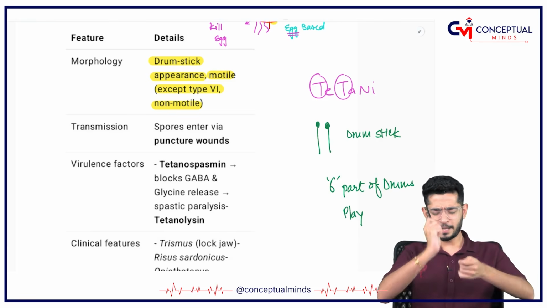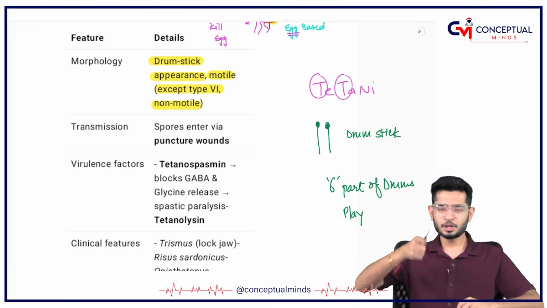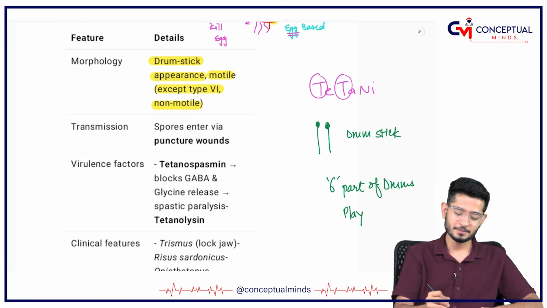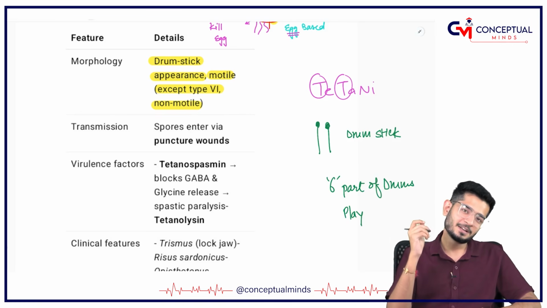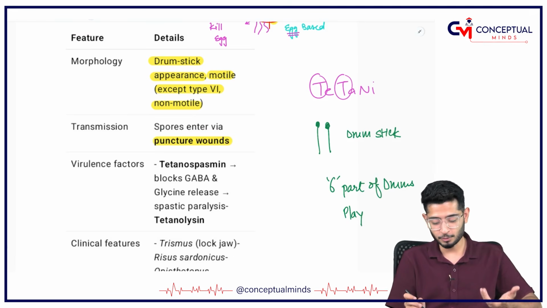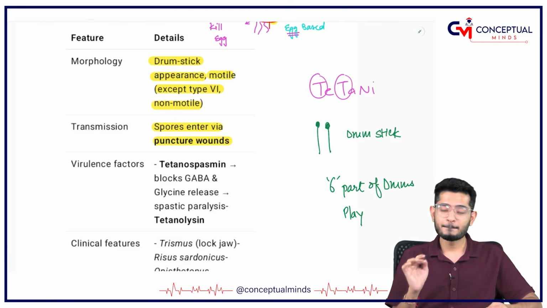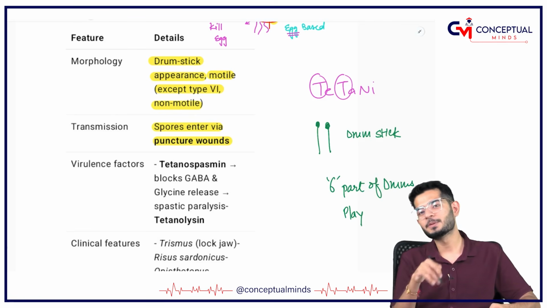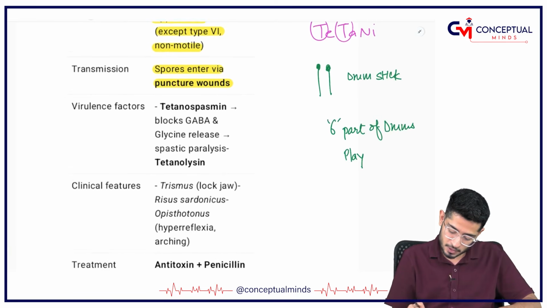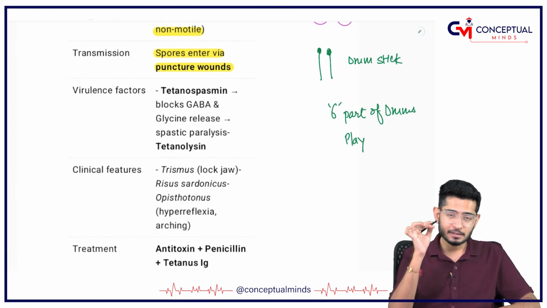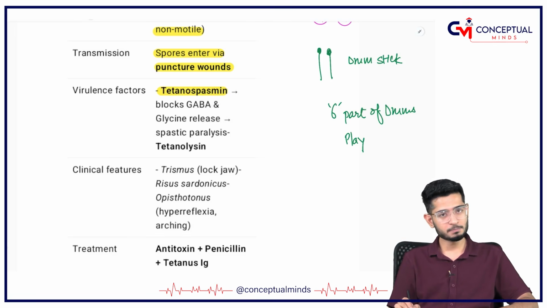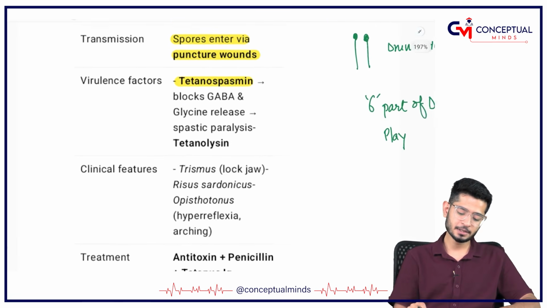And suppose you are playing the drum, dum dum chick dum dum, and you punctured the drum, what does that mean? That means that the Clostridium tetani spores are going to enter with the punctured wound. Wherever there will be puncture, the spores are going to enter. And I have discussed with you in great detail that these tetani are responsible for production of tetanospasmin. Let us revise that concept.